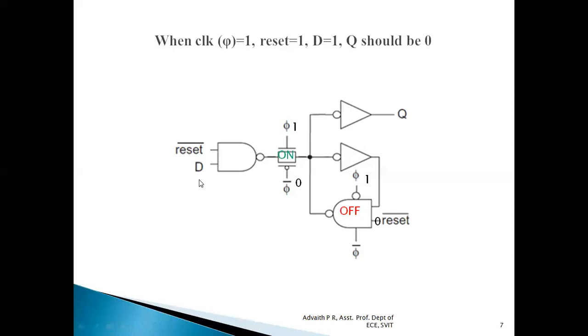Now reset is high. So when reset is high, reset bar is equal to 0. Now the input is 1. 0 NAND with 1 is 1. So this 1 will be transferred to this particular point because the transmission gate is on. It acts as a closed switch. So 1 will be transferred over this point. 1 inversion is 0. The output which we get is 0. So when clock is high, reset is high, even though D is 1, because reset is 1, Q becomes equal to 0, which is proved.